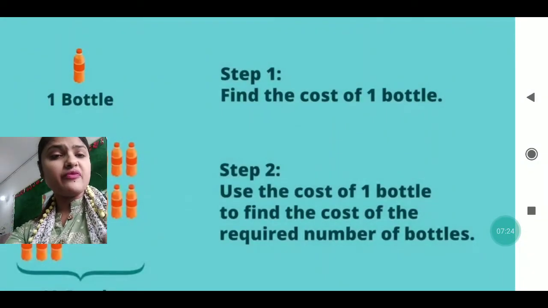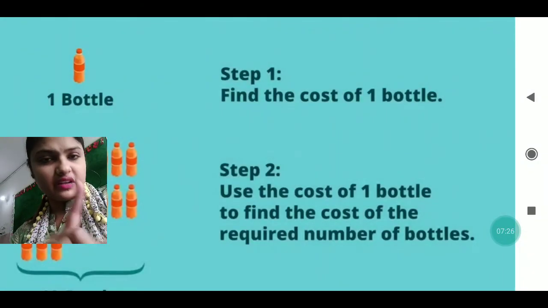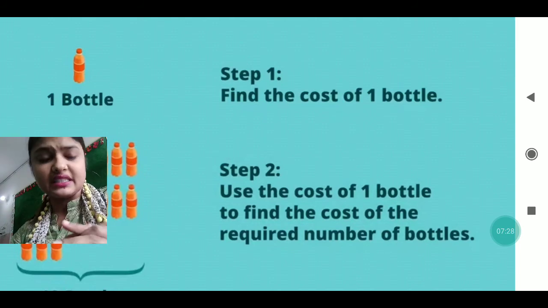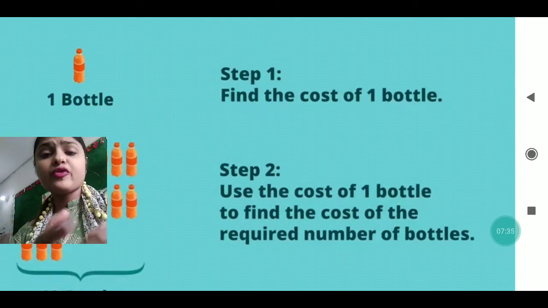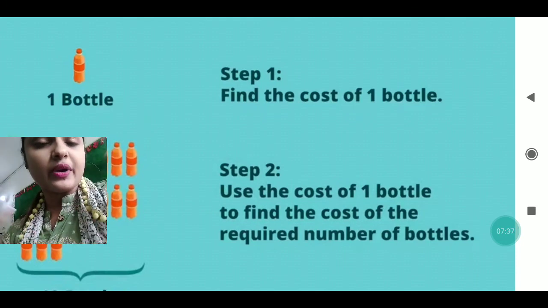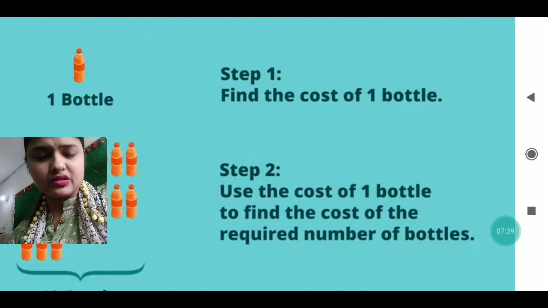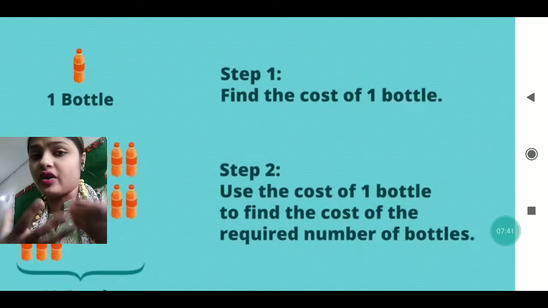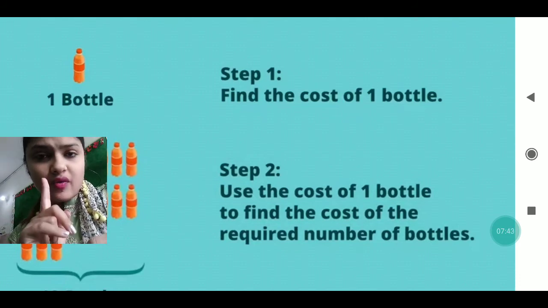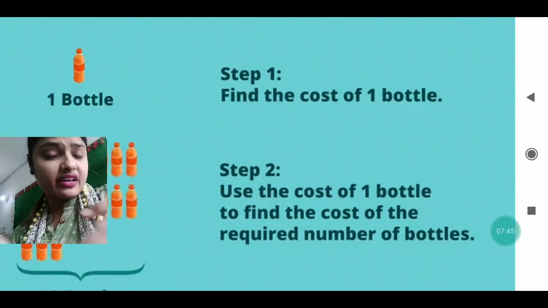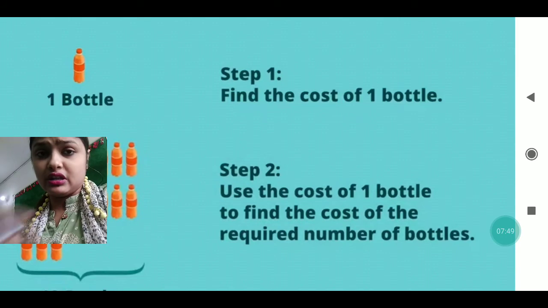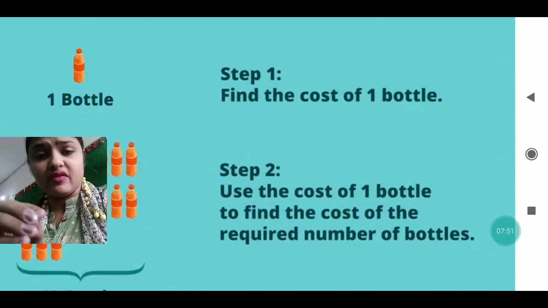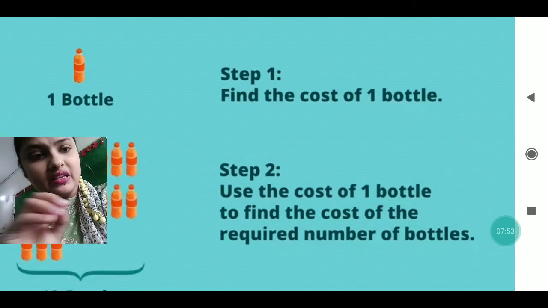How did we do it? Step 1, find the cost of one bottle. Step 2, use the cost of one bottle to find the cost of the required number of bottles. If not 19, if it is 20 or 21 or more, then we can easily find it, because we already know the cost of one bottle. So we can multiply by the rest of the number of bottles to find the total cost. So the total cost of the 19 bottles we have got is 760 rupees.